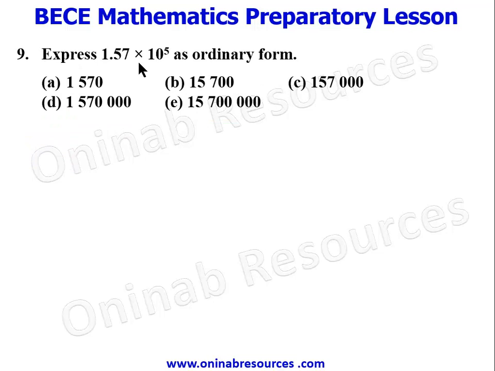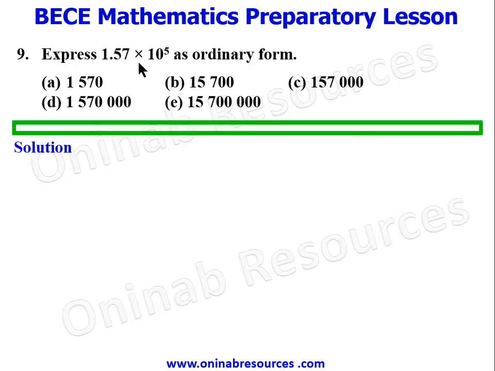For problem 9, express 1.57 times 10 raised to power 5 as ordinary form. This is a standard form now. So in the previous problem we expressed a number that is in ordinary form as standard form, and now this is a number in standard form to be expressed as ordinary form. So we find solution to this problem. We have 1.57 times 10 raised to power 5.